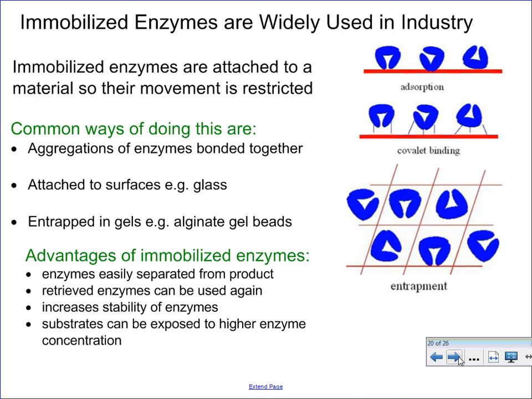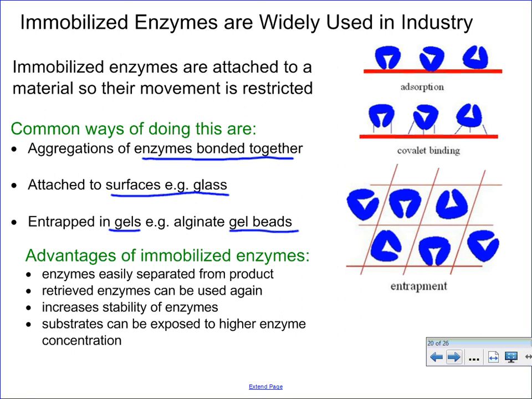So, immobilized enzymes are enzymes that are attached to a material so that their movement is restricted. There are several ways in which this can be done. We can get aggregations of enzymes bonded together, so you cluster a bunch of enzymes together to create that aggregate. Commonly, they are going to be attached to a glass surface, or another common way in which they get immobilized is through gels. So, you can have these gel beads, which are made from a compound called alginate, and the enzymes will be adhered to the surface of those beads.